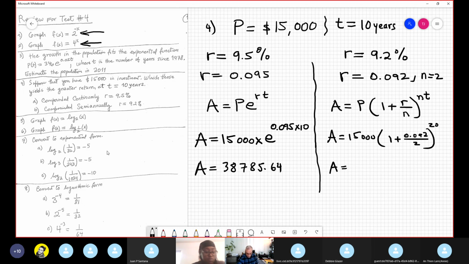Okay. So let's do it step by step. Does everyone get the answer similar to this or no? Yeah, so what I did was I plugged in 15,000 in parentheses. Very good. This is parentheses. 1 plus 0.092 over 2. Close the parentheses, exponent 20, to the 20th power, I meant. And then the answer I get is 36,874 and 40 cents.